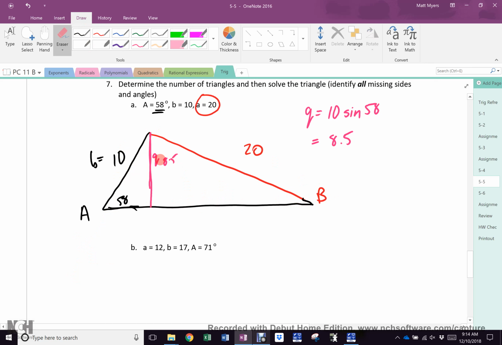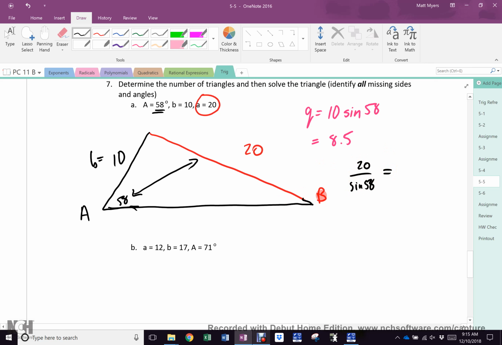Do I need Q anymore? Q made me draw the triangle, so now I'm good without it, yes? Now can I solve this triangle? Do I have a pair? I do, don't I? So which do you guys prefer, sine in the numerator or sine in the bottom? Okay, so we have 20 over sine 58, yeah? Everyone agrees? Okay.